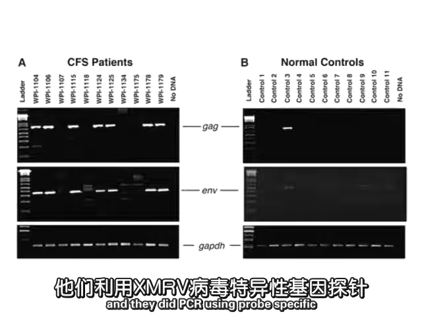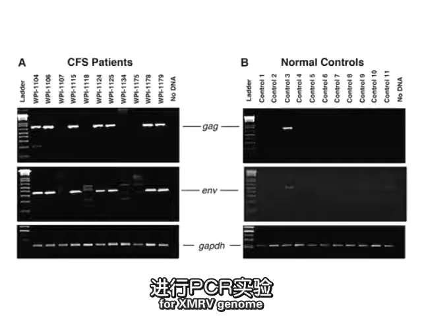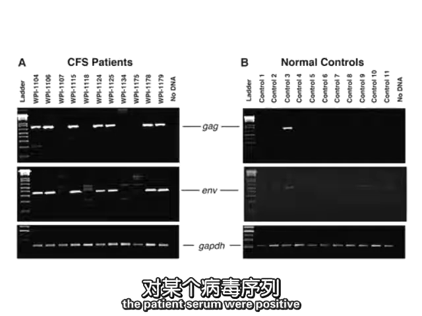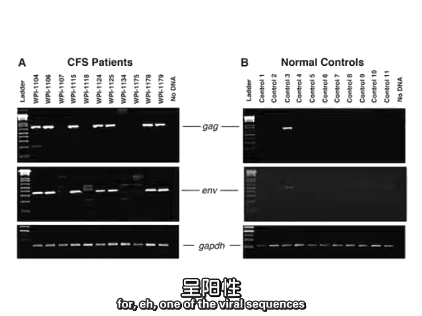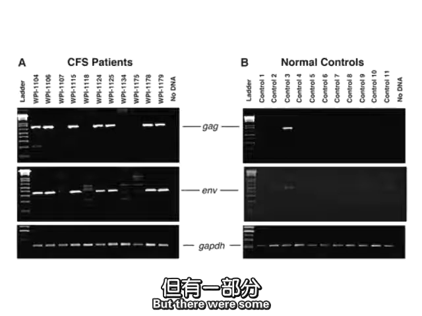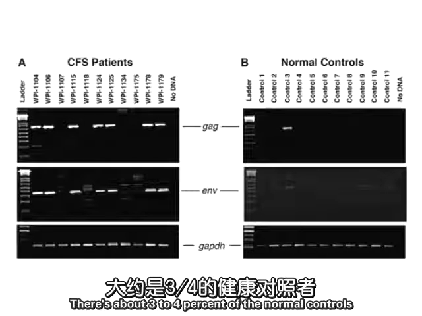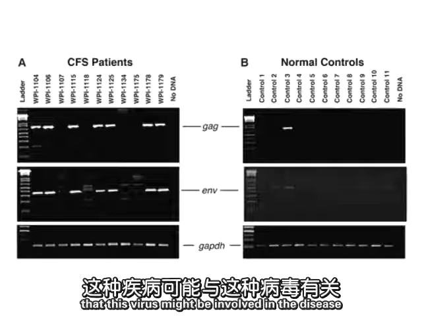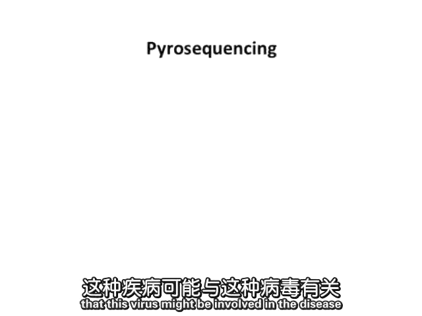And they did PCR using probes specific for XMRV genome. And you can see a good number of the patients' sera were positive for one of the viral sequences. And normal controls, for the most part, didn't have the virus, but there were some. There's about 3 to 4% of their normal controls that have the virus as well. So that doesn't solve any problems, but it strongly suggested that this virus might be involved in the disease.